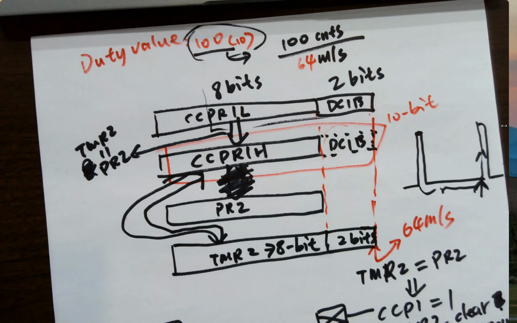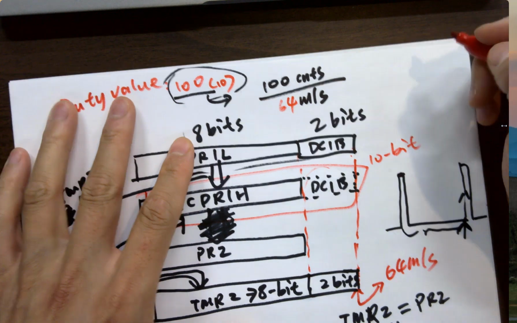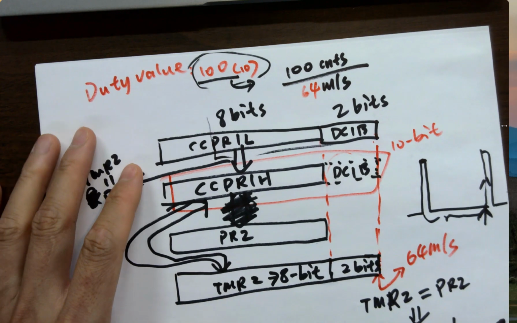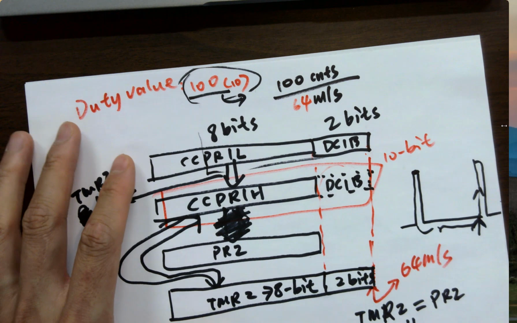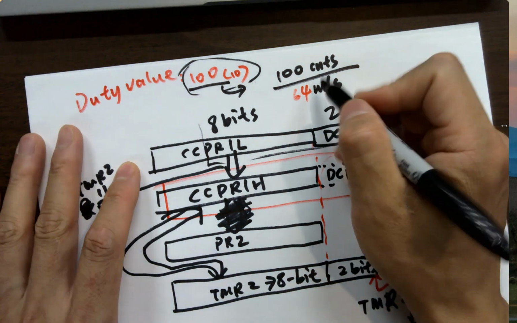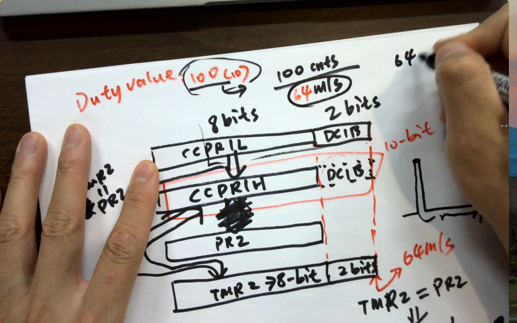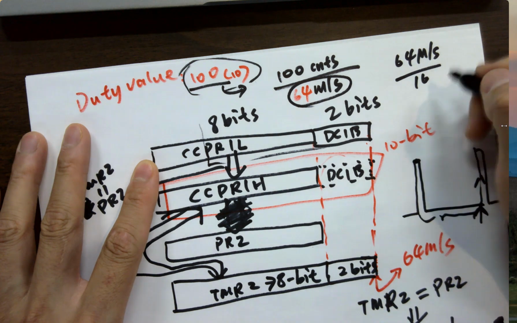What's the prescaler we use in the lab? FOSC over 4. No, that's not a prescaler, that's a timer. What's that? 1 to 16, right? So what's the real frequency here? 4 divided by 16. Right? That's a prescaler.